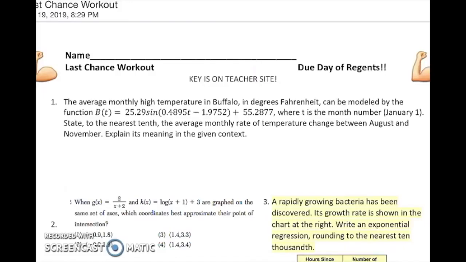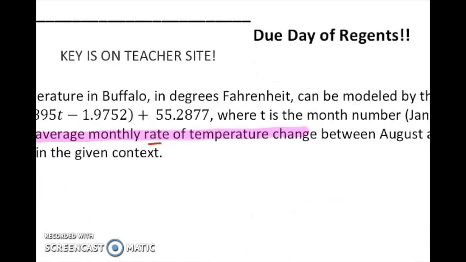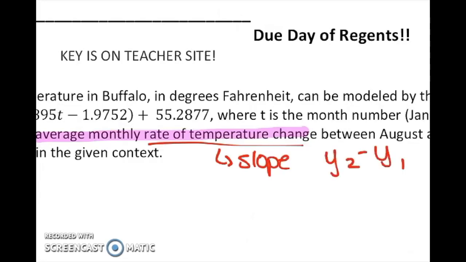Start with number 1. Find the average monthly high temperature in Buffalo can be modeled by the function b of t, where t is the month number, January is 1. State to the nearest tenth the average monthly rate of temperature change. So as soon as you see rate of change, that should make you think slope. And remember that slope is y2 minus y1 over x2 minus x1. That's the slope formula, right?